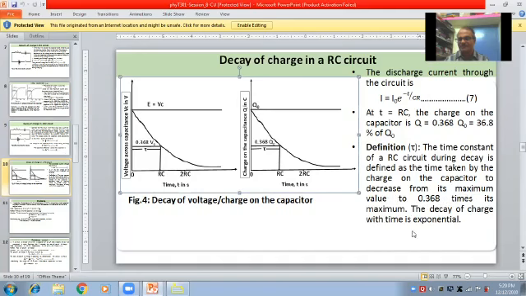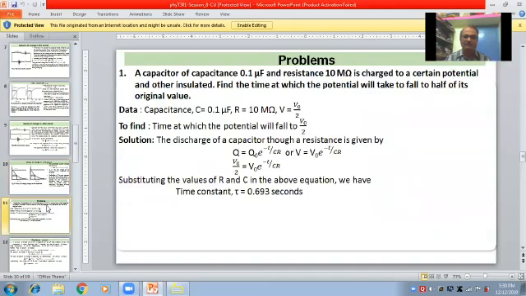So the decay of charge with time is exponential. Exponential decay is there in both of the cases. Voltage as well as the charge are decreasing exponentially. In this curve, it is very clear that this decay is an exponential one. So next we'll see one problem.